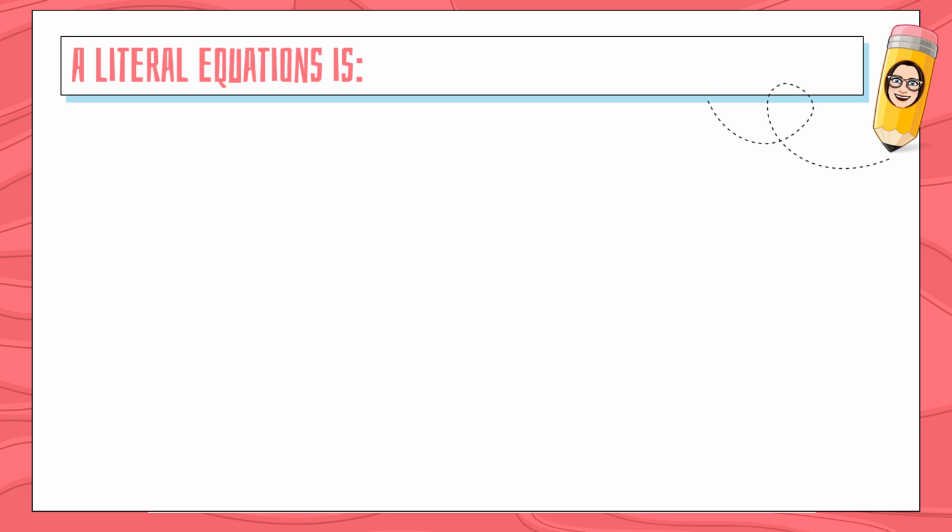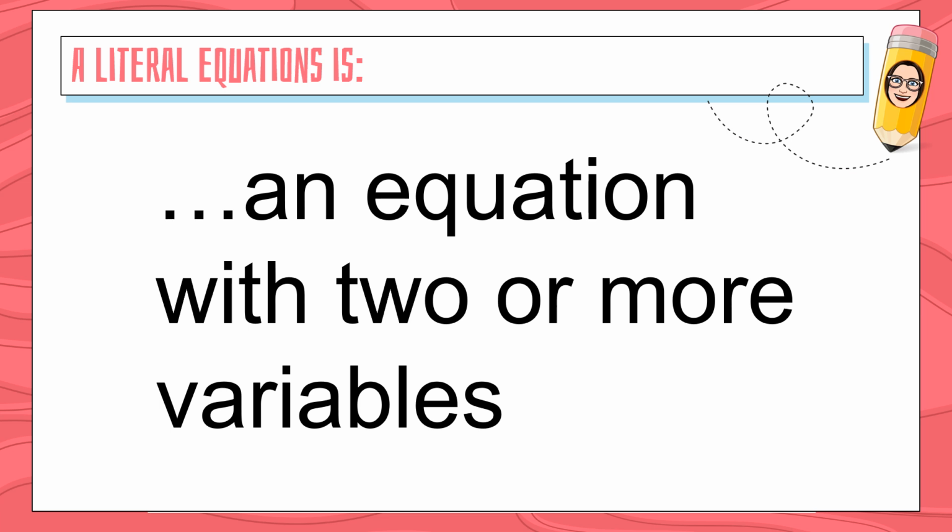Let's start off with a definition. A literal equation is just an equation that has two or more variables. So in our class, so far we have been dealing with one variable, and now we're going to add more variables.